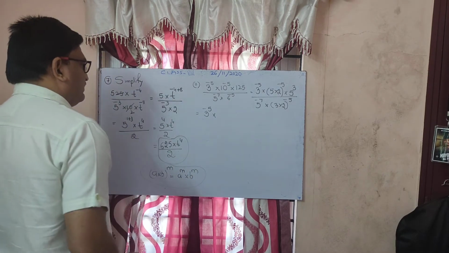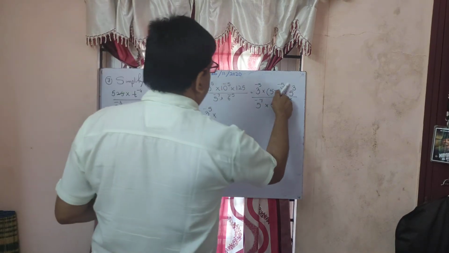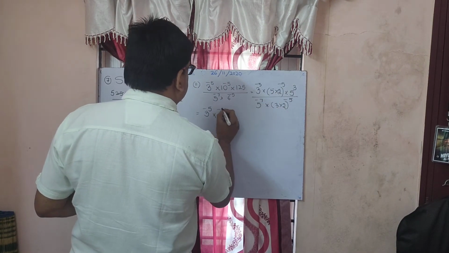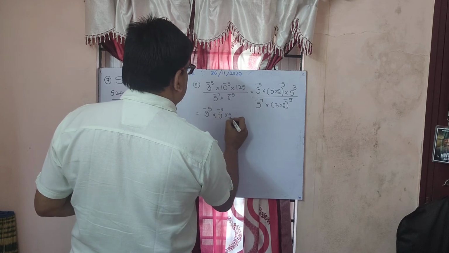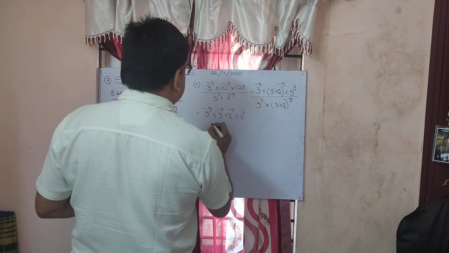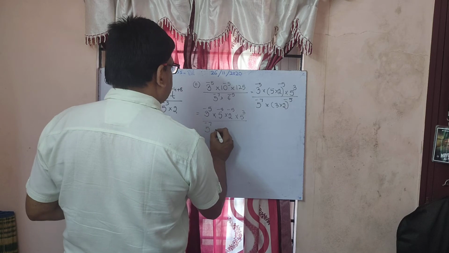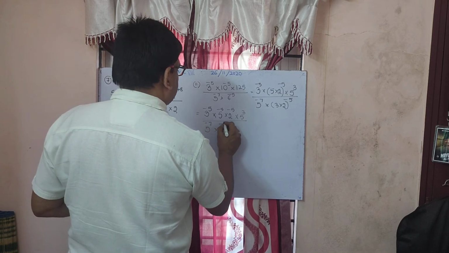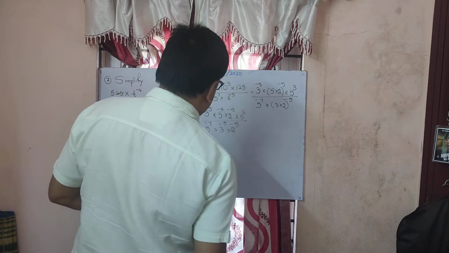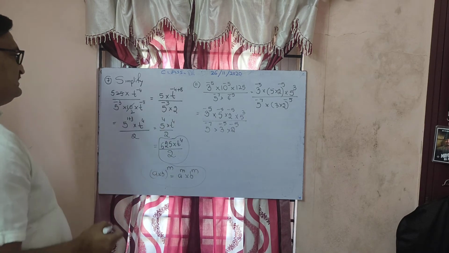As we know this formula, according to this formula, this power belongs to these two numbers, that is 5 to the power minus 5 into 2 to the power minus 5, and 5 to the power 3 is already there. So 5 to the power minus 7 into 3 to the power minus 5 into 2 to the power minus 5. Now wherever it is possible, you can cancel it.